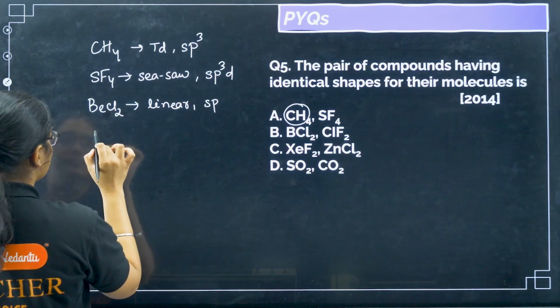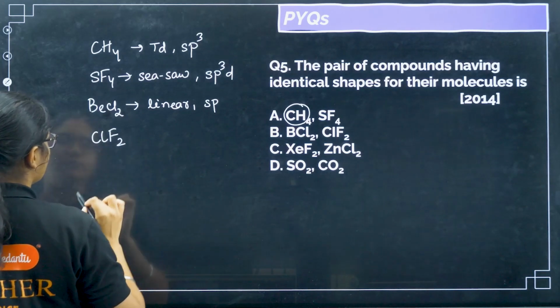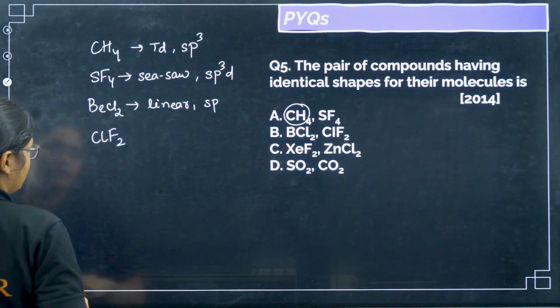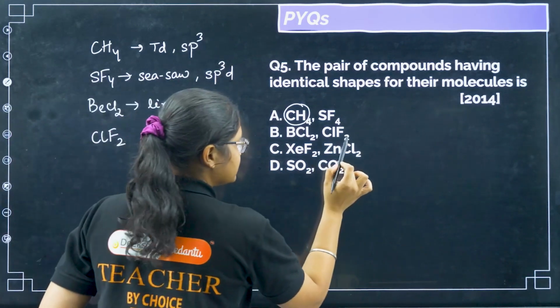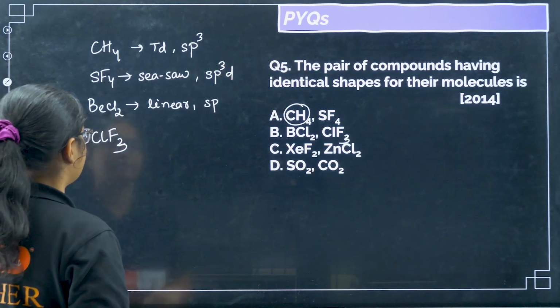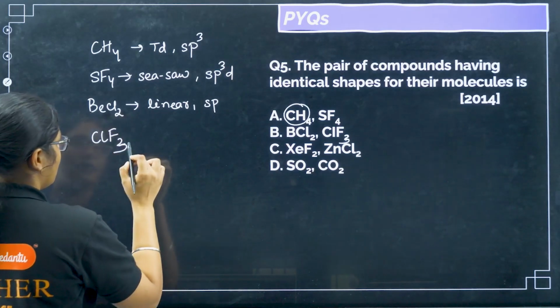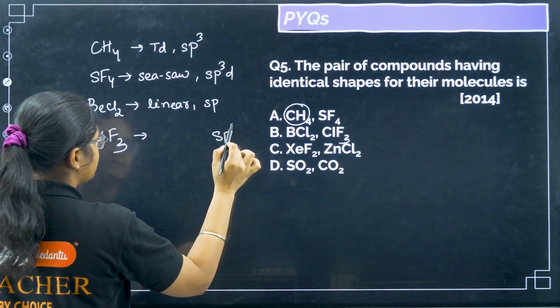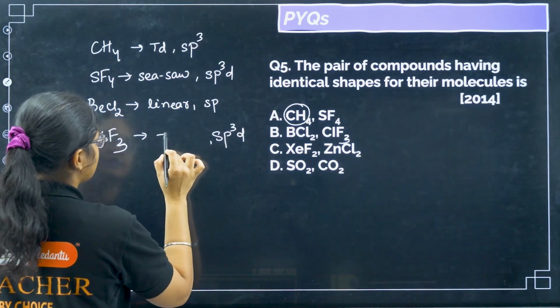Sorry, this is ClF3, not ClF2, ClF3. So if ClF3 is there, then this is also sp3d hybridization and shape is T shape.